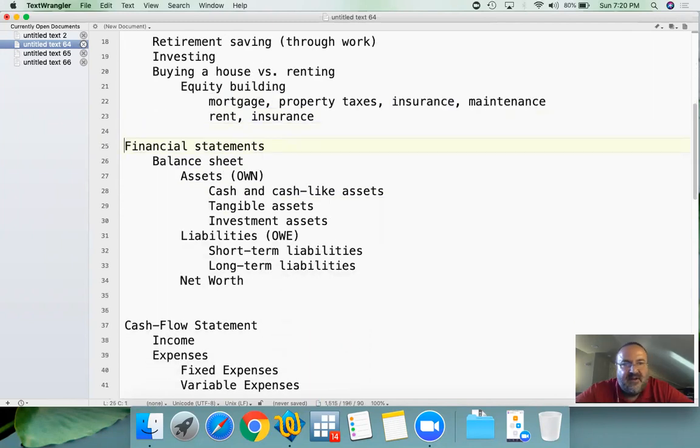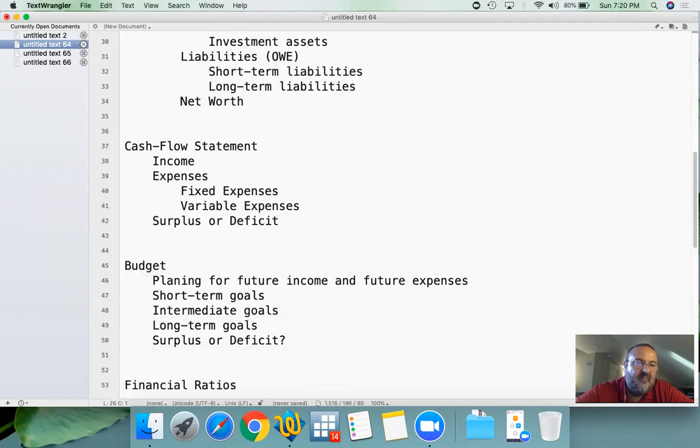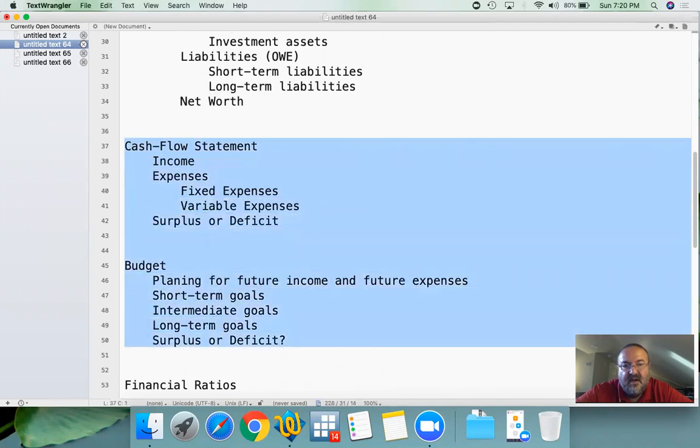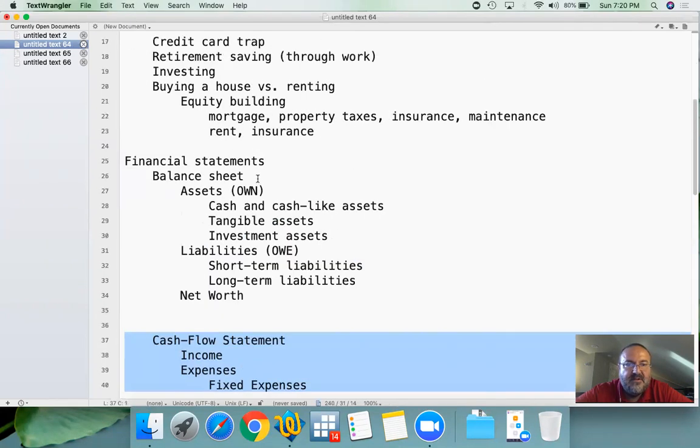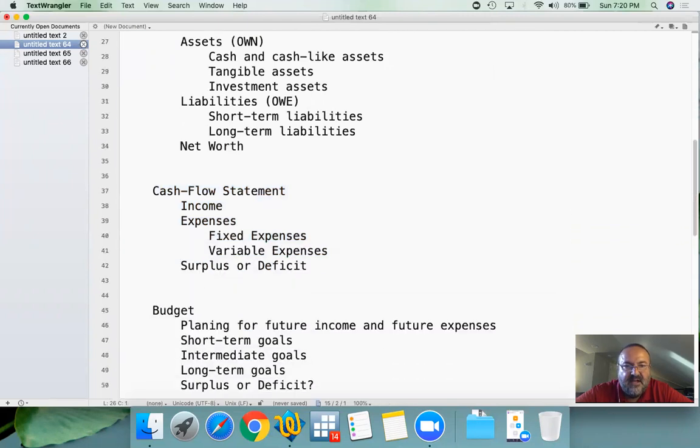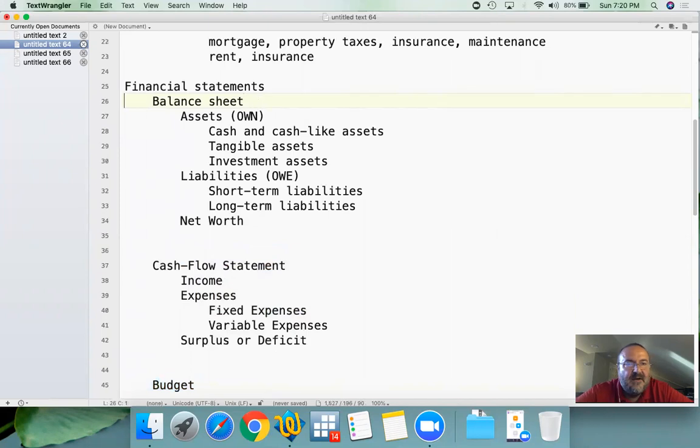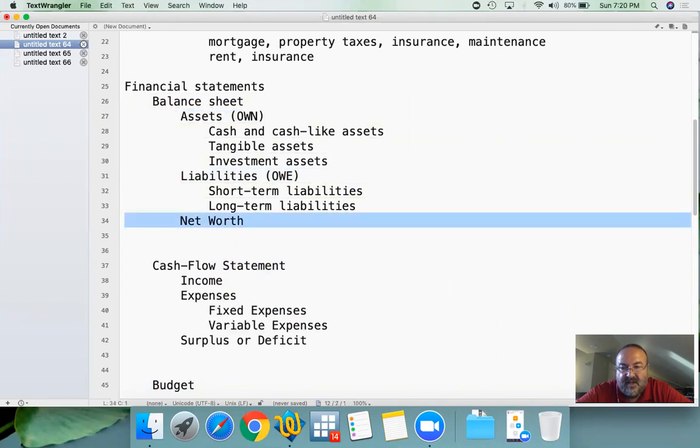So our next topic is about financial statements. We'll talk about pretty much 3 financial statements that are relatively important: the balance sheet, the cash flow statement, and, not really a financial statement but an important aspect of it, the budget. So a balance sheet is basically a document that you should have, and every financial institution or every company has, that lists your assets, what you own, and then your liabilities, what you owe, and then the difference between the two is your net worth.